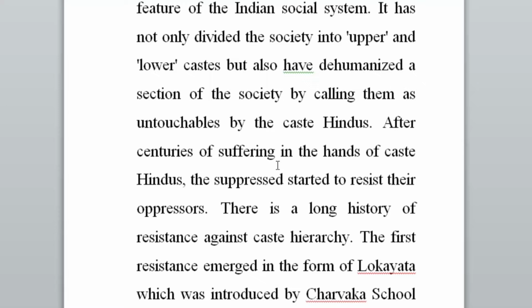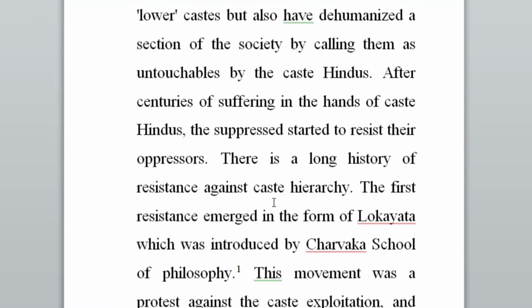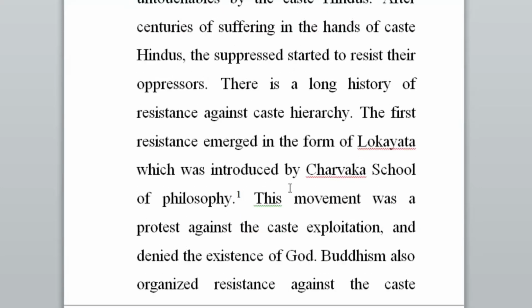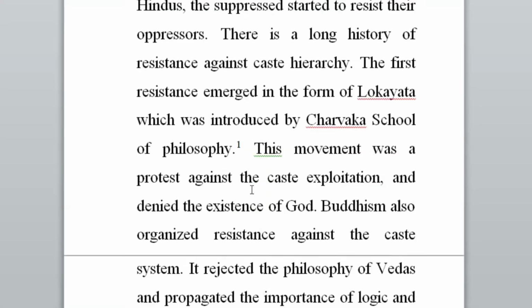in the hands of caste Hindus, the suppressed started to resist their oppressors. There is a long history of resistance against caste hierarchy. The first resistance emerged in the form of Lokayata, which was introduced by the Charvak school of philosophy. This movement was a protest against caste exploitation and denied the existence of God.